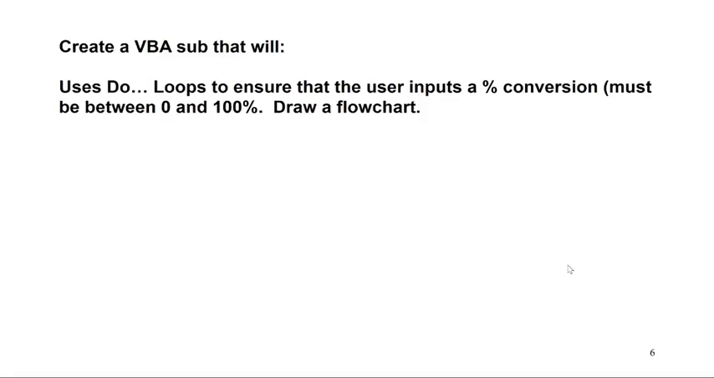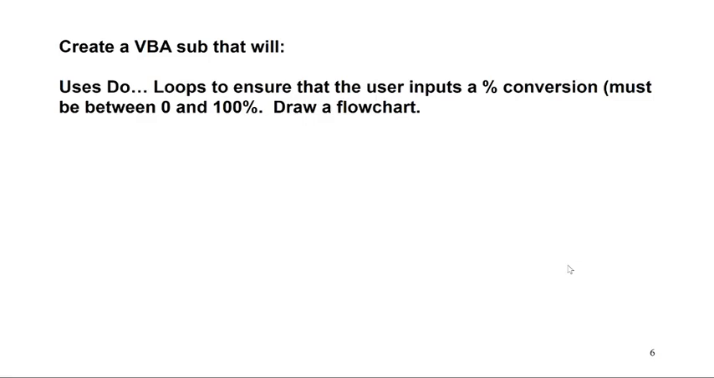Let's work through a couple examples. The first one, we're going to create a VBA sub that will use do loops to ensure that the user inputs a percent conversion. Conversion, it's a percentage, so it has to be between 0 and 100. So we're going to do something known as input validation. It's going to verify that the user inputs something in a specified range.